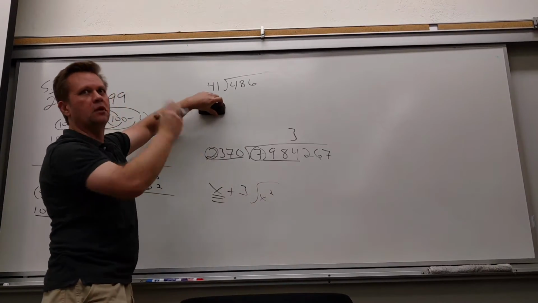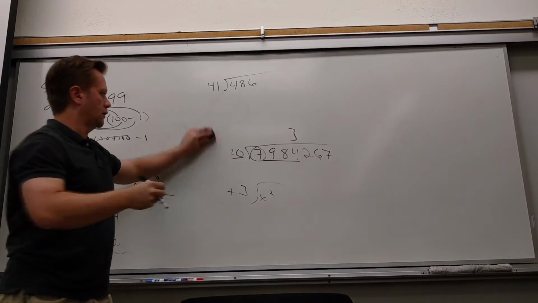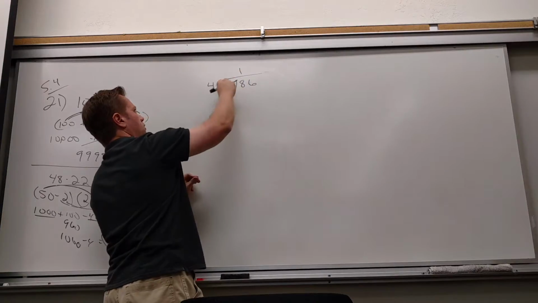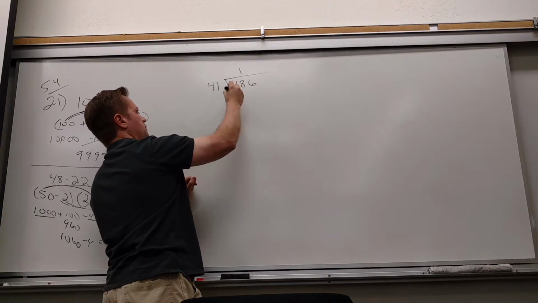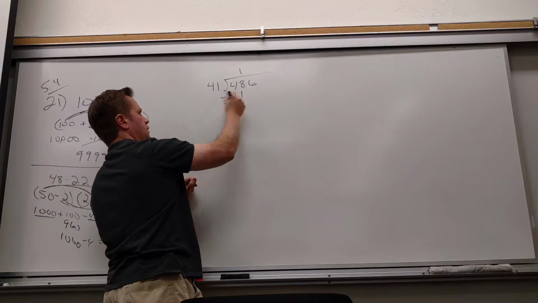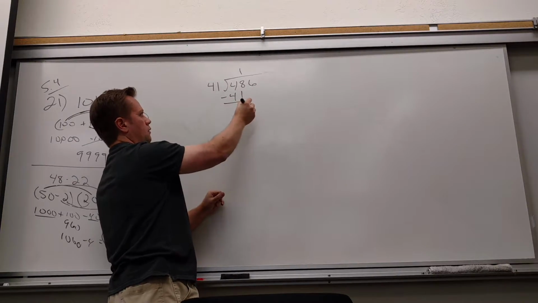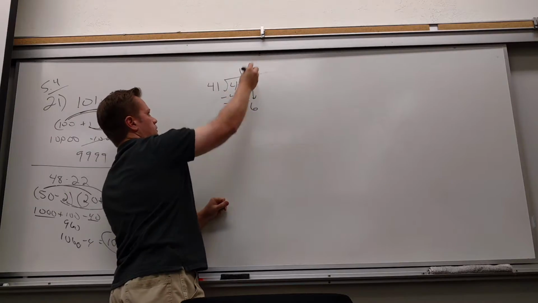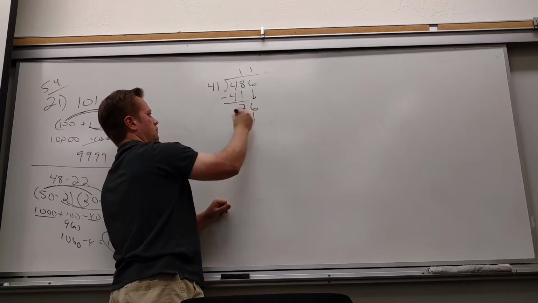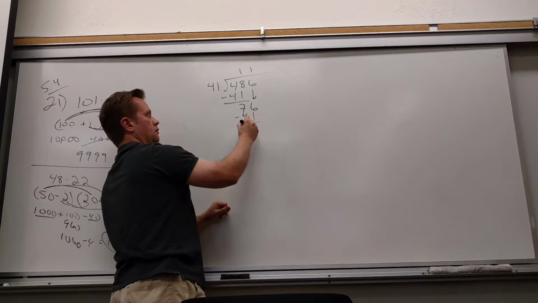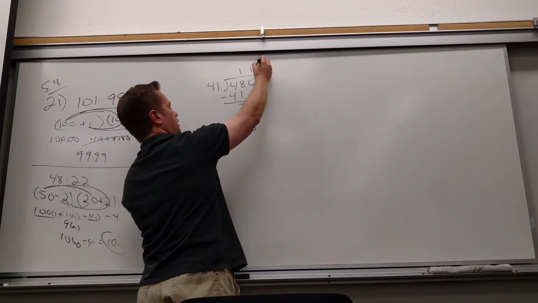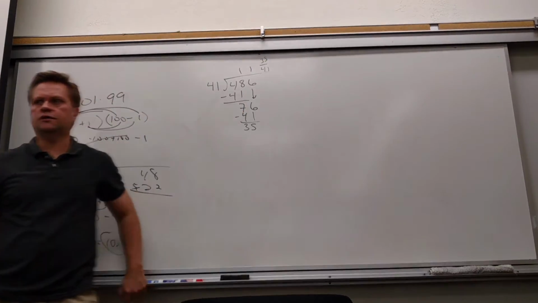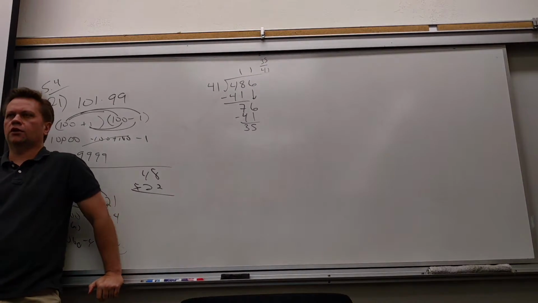Let's go back. I just want to remember the steps of division. So this is 1. Then 1 times 41 is 41. Subtract, change the sign. 4 into 7, once. 1 times 41 is 35. And how do I write that? Okay. So there's the example of just numbers.